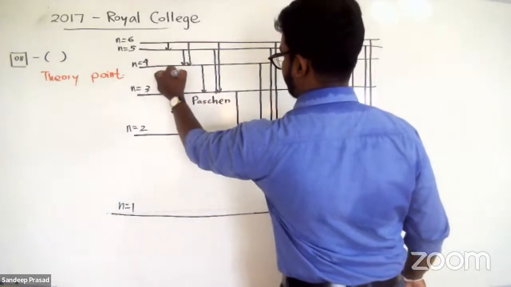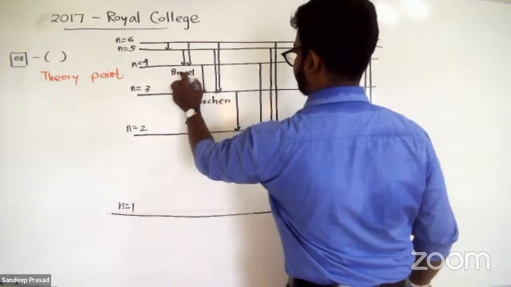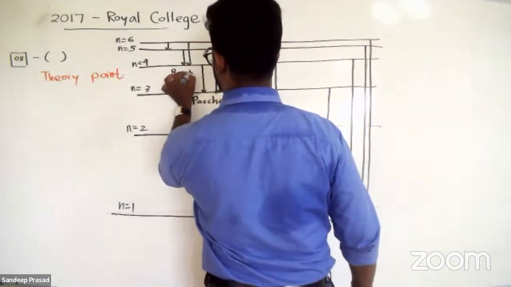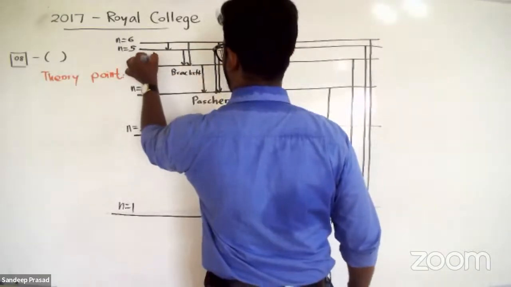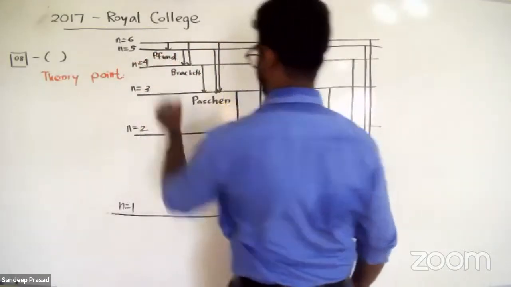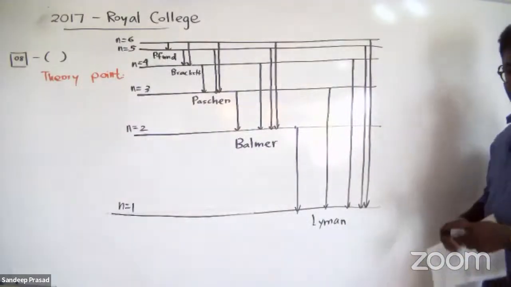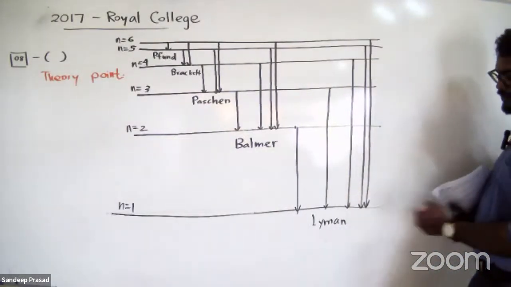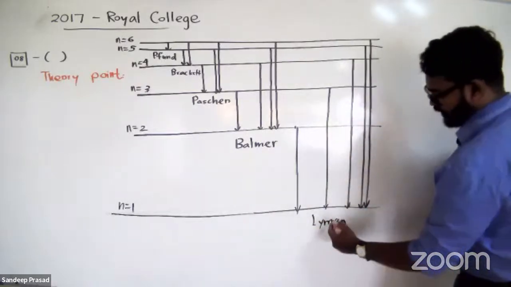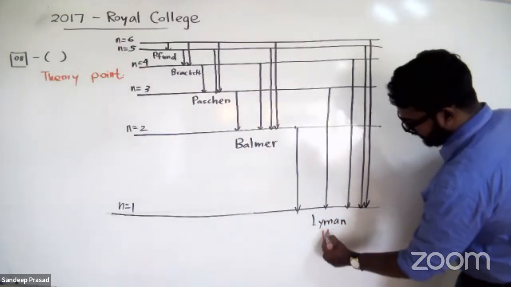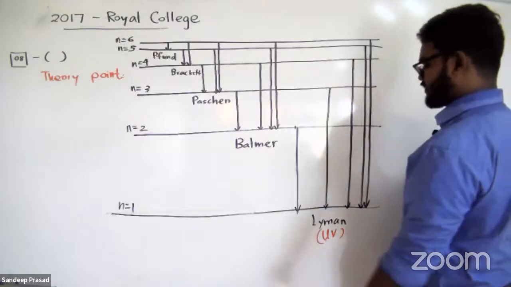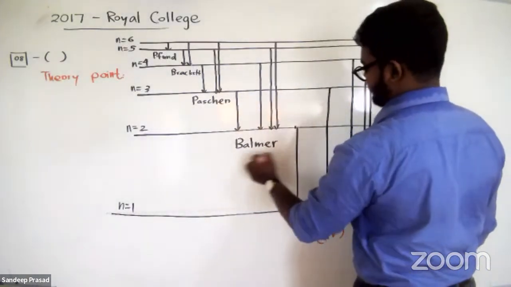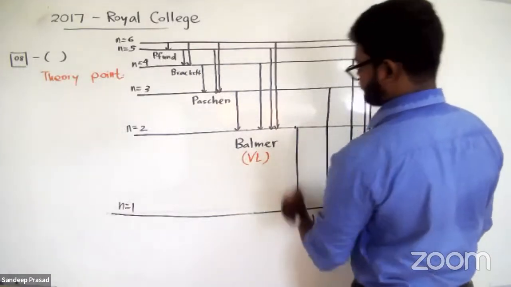Paschen, Brackett and Pfund. Right. Now tell me, to which region of the electromagnetic spectrum does each belong? Lyman belongs to the ultraviolet region of the electromagnetic spectrum. Balmer, the very first four spectral lines belong to the visible light region.